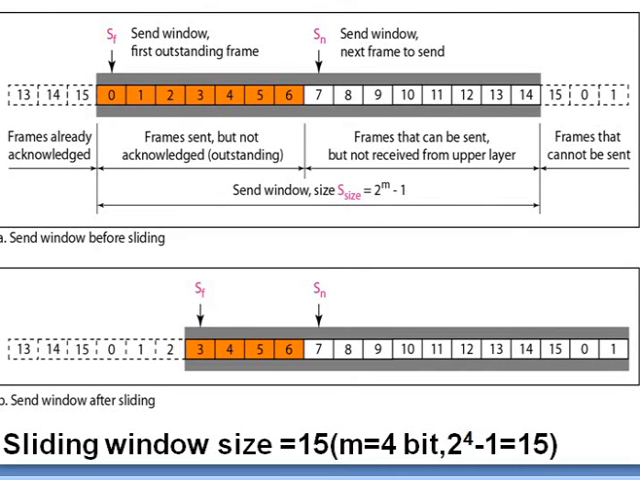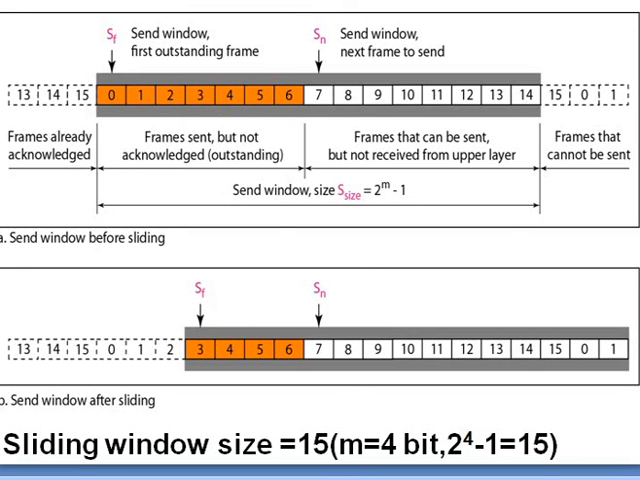The third range, shown in white color in the figure, defines the range of sequence numbers that can be sent but the corresponding data packets have not yet been received from the upper layer, the network layer. And finally, the fourth region defines the sequence numbers that cannot be used until the window slides. So here the sliding window size is 15, where the number of bits is 4. Therefore, we can use the formula 2 raised to 4 minus 1, which is equal to 15.